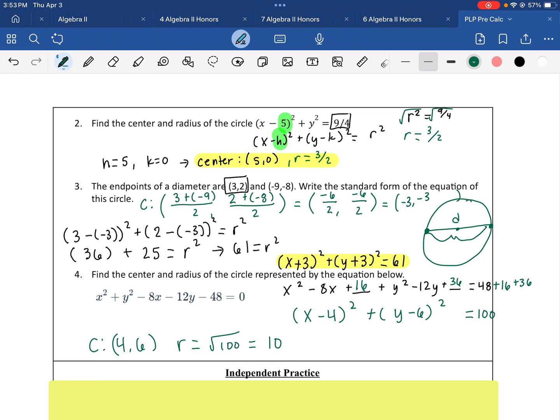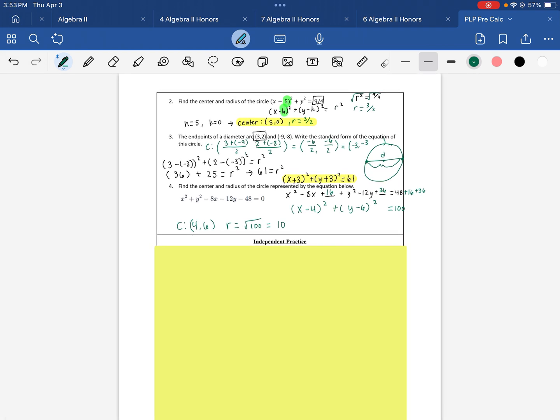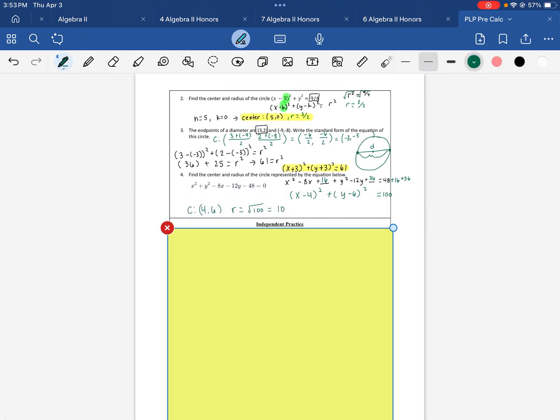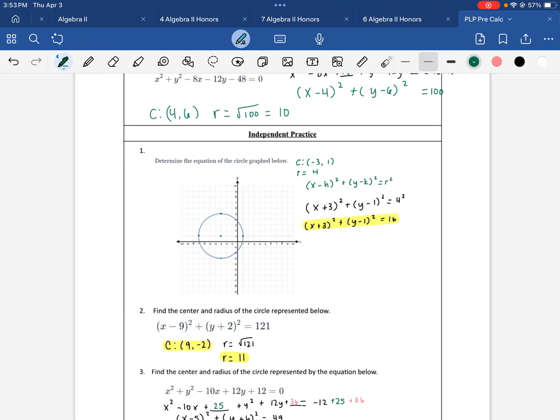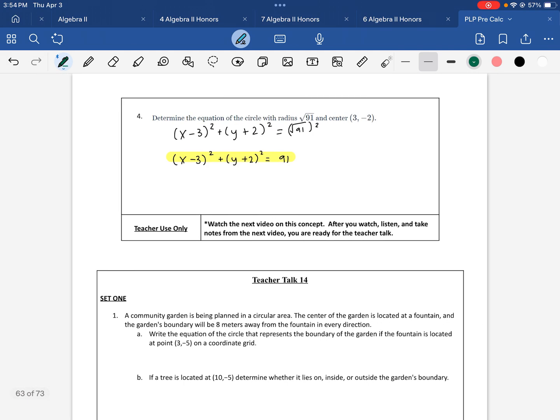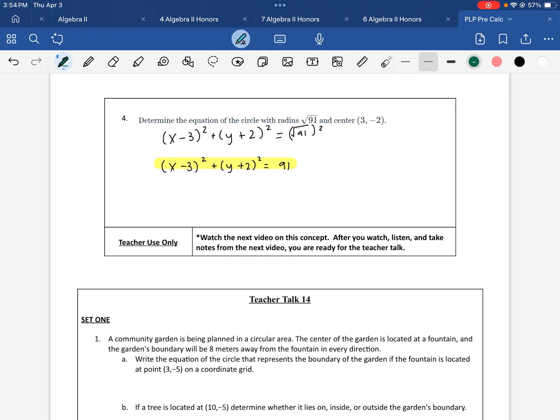All right. At this point, you're going to go ahead and finish those independent practice problems. Give you just a second to do that. Okay, if you've made it this far, be ready. Here are your answers. Go ahead, pause, make sure if you have any questions, you ask your teacher. And here's the last one. And when you are ready, make sure you complete your teacher talk.